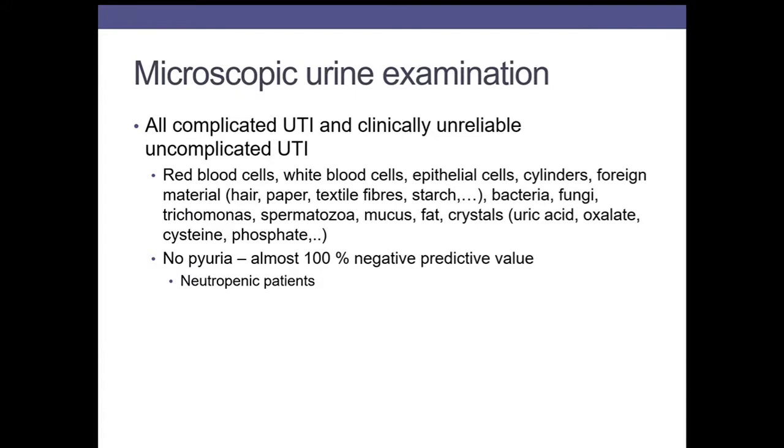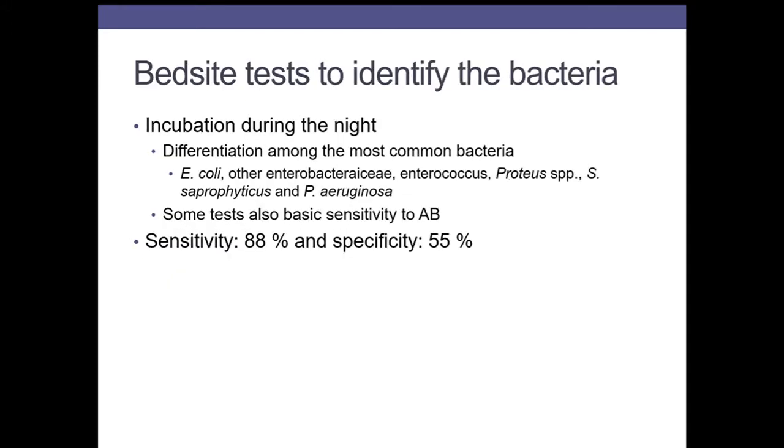All complicated urinary tract infections and clinically unreliable uncomplicated urinary tract infections need additional laboratory tests. So you perform the examination of the sediment, and if you don't find pyuria, you can exclude the urinary tract infection, except in neutropenic patients who don't have leukocytes in the blood, so they don't have it in the urine.